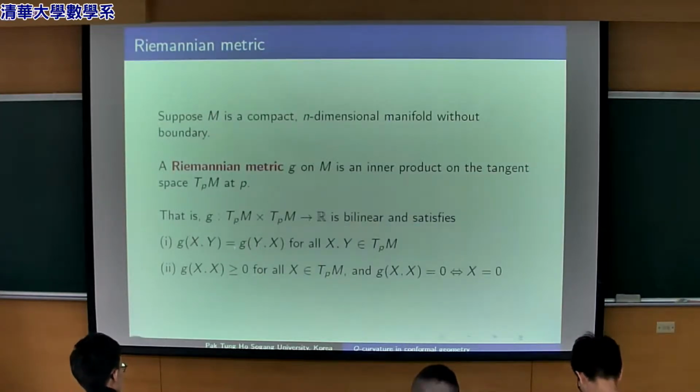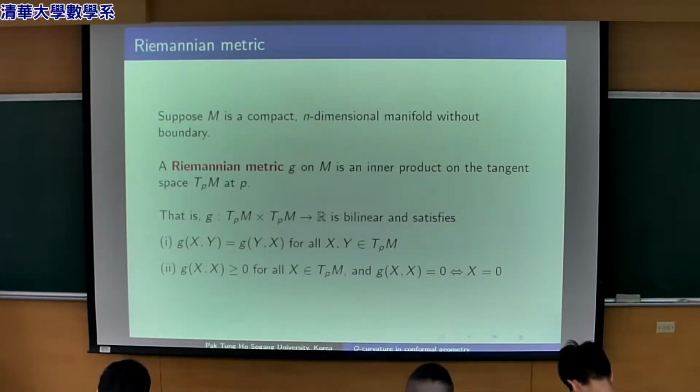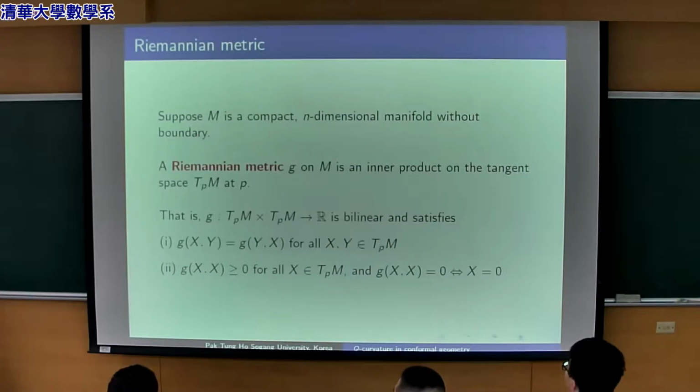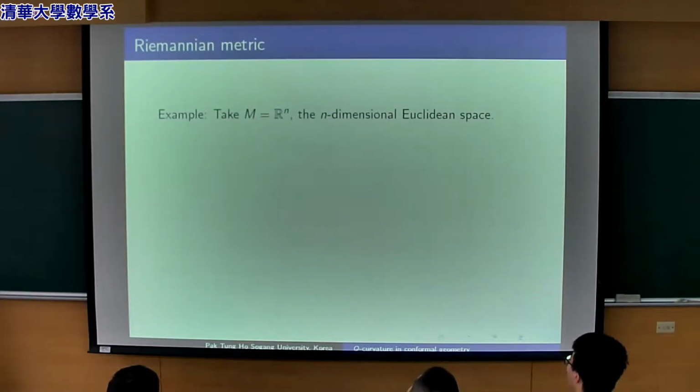It is symmetric: g(x,y) is equal to g(y,x). It also satisfies the positive definite property, which means g(x,x) is always non-negative, and this is zero only when the tangent vector is zero. I guess most of you have learned this. But at least let's look at an example.